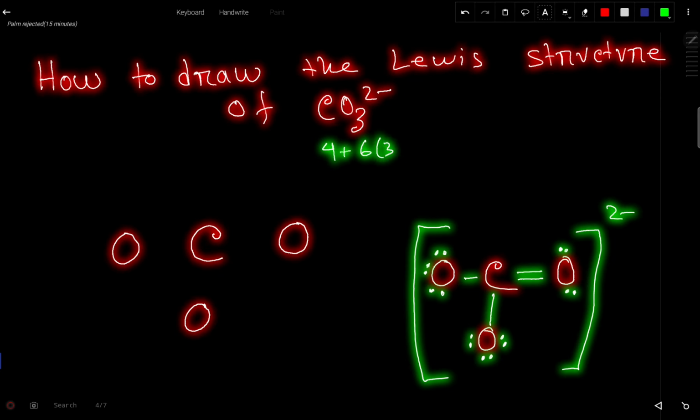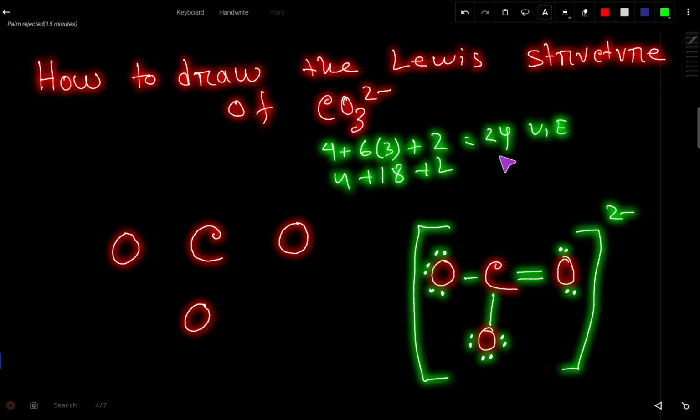But here we have to multiply by 3 because we have 3 atoms of oxygen. And then for the 2- charge we have to add 2. So basically we are getting 24 valence electrons in total. If you add 4 plus 18 plus 2, that equals 24. These 24 valence electrons have 2 tasks at the same time.